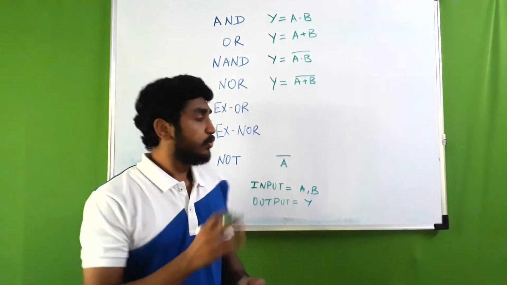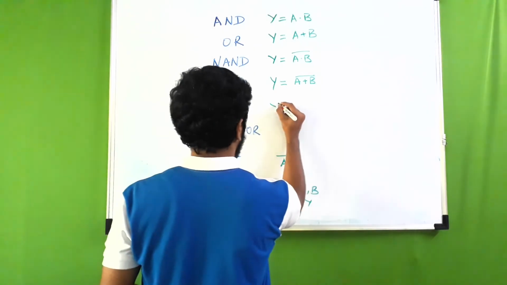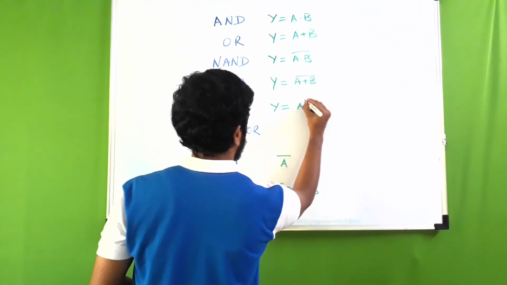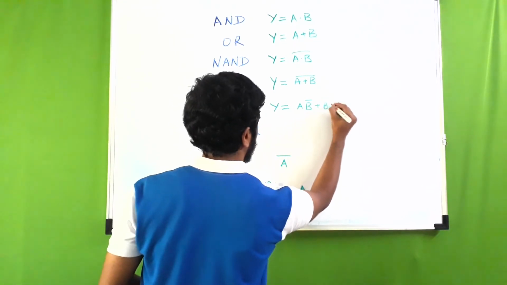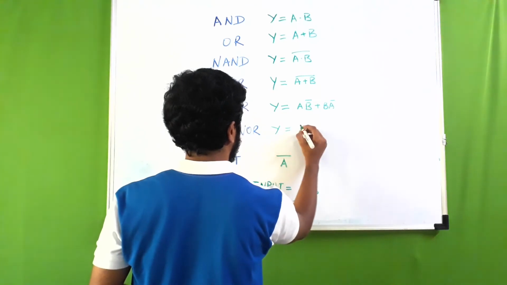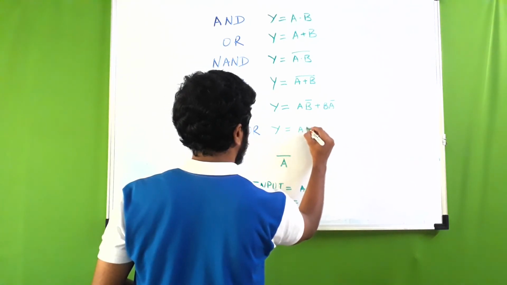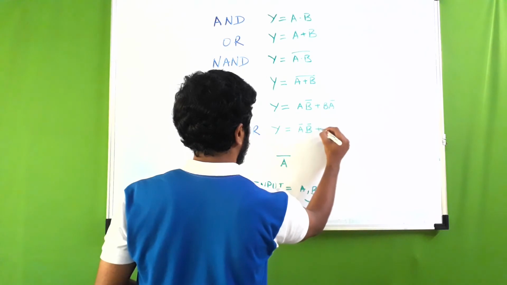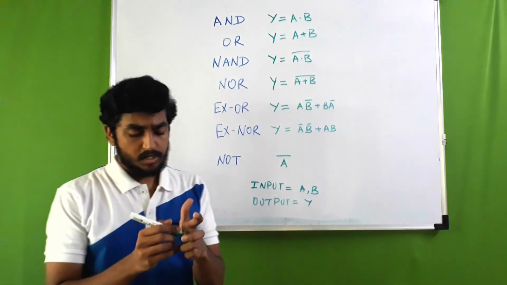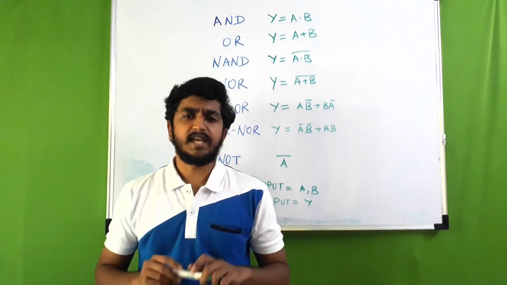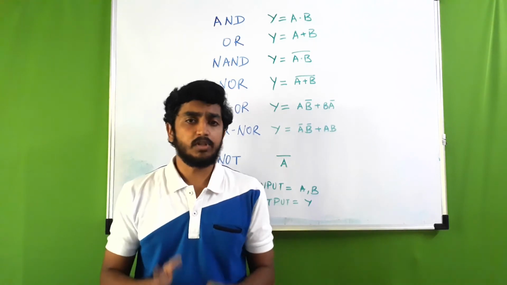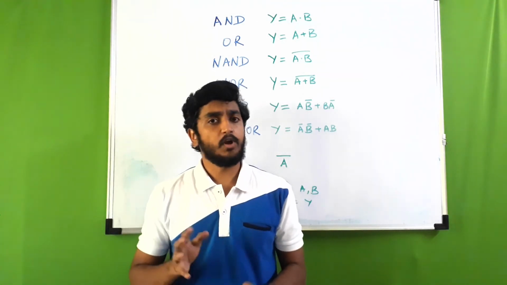They will have 2 different equations. If you remember the XOR and XNOR truth table, you would see that in XOR we need only one of the variables to be 1. If both are 0 or both are 1, the output will always be 0.